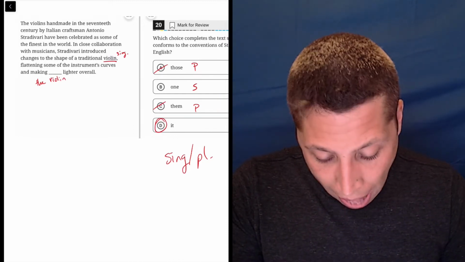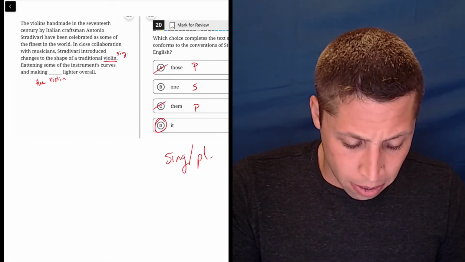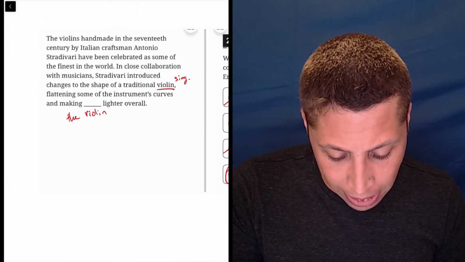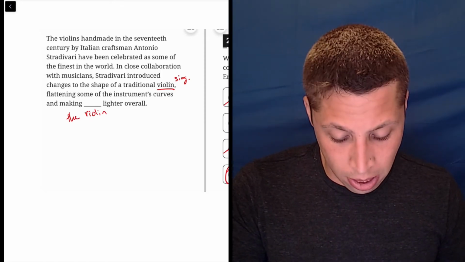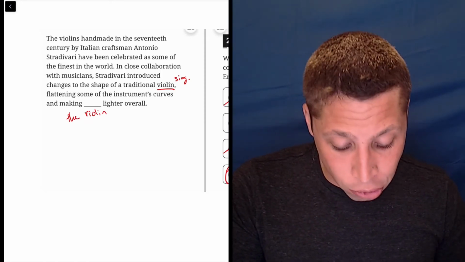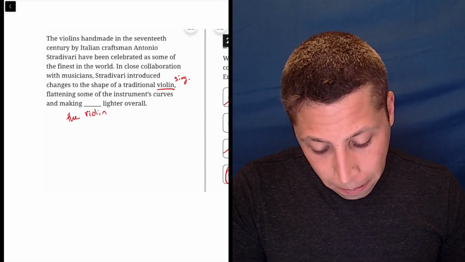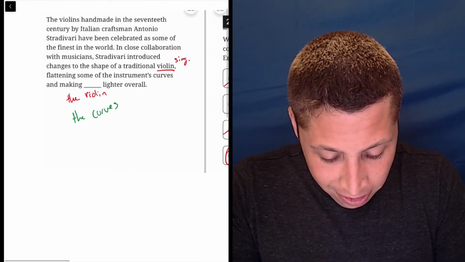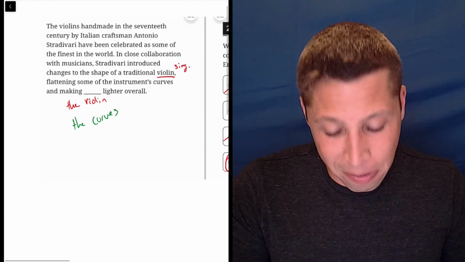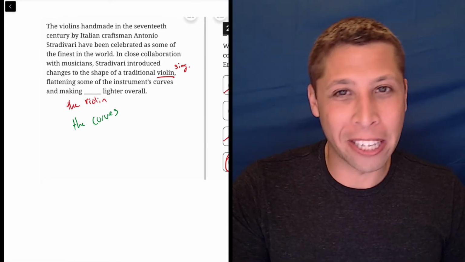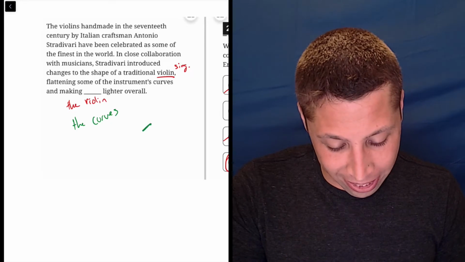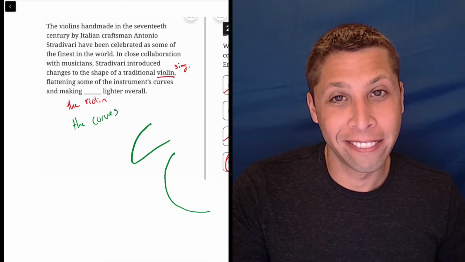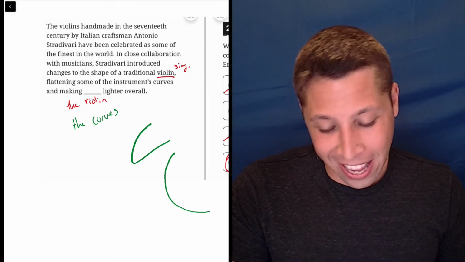I think it's wrong. I think there's multiple interpretations of this because why are we switching back to the violin, right? It's flattening some of the instrument's curves. And I guess what, making the violin, making the instrument lighter overall? Why can't we say it's making the curves lighter overall? It's a little metaphorical, so maybe that's the problem. They're like, you can't make a curve lighter. But I would say you could, right? You could have a sharp curve like that, or you could have a nice soft curve like that. A lighter curve. I don't know.